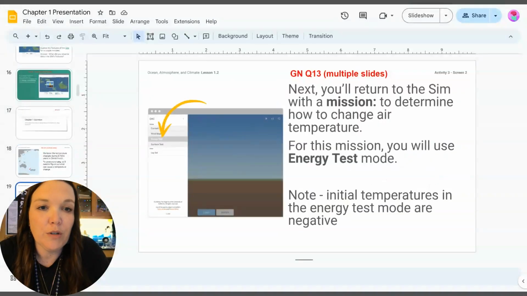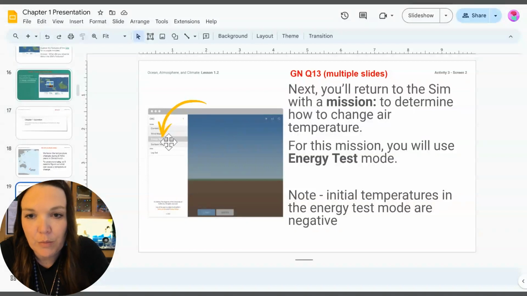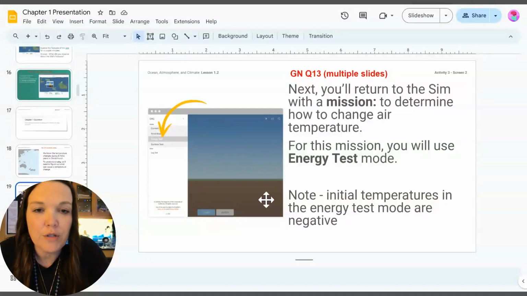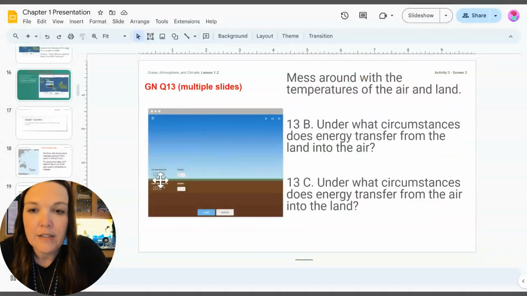Next, you'll return to the sim with a mission to determine how to change air temperature. For this mission, you will use the energy test mode, as you see over here on the side, it's pointing to it. So you're not using the WIM map, you're not using surface test, you're using the energy test mode. Make sure you are in energy test mode. And note the initial temperatures in the energy test mode are negative, and you'll see that on the next slide here. You see how they are both negative 10 degrees Celsius. So mess around with the temperatures of the air and land.